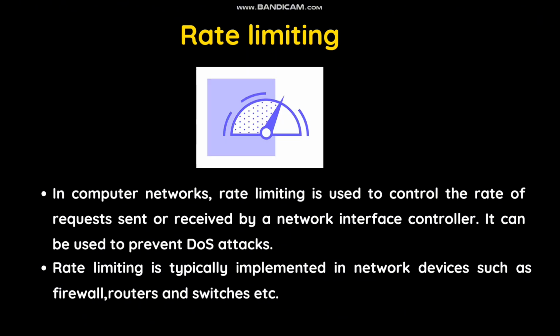Finally, rate limiting. Rate limiting is used to control the traffic rate in our network. It starts to drop packets once the maximum capacity of the server is reached, to avoid server slowdowns. It can also prevent DDoS attacks. Rate limiting is implemented in network devices such as firewalls, routers, and switches, etc.